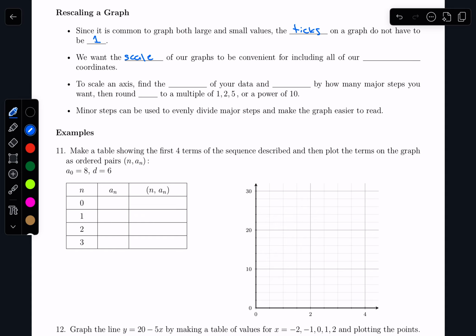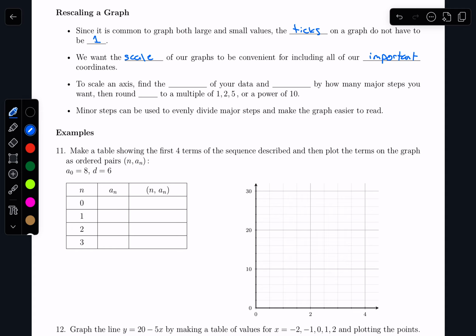So what we want is that the scale of our graphs to be convenient for including all of our important coordinates. And when I say important coordinates, sometimes you don't know what's important and what's not, so you get to decide what's important. But as you move forward in mathematics, usually the things we care about are where something starts and ends, or where it changes direction. So for us right now, we're only graphing straight lines, so they don't change direction. But think about when we were doing arithmetic sequences, we want to know where we start, and then we want to see the direction it's going, the common difference.